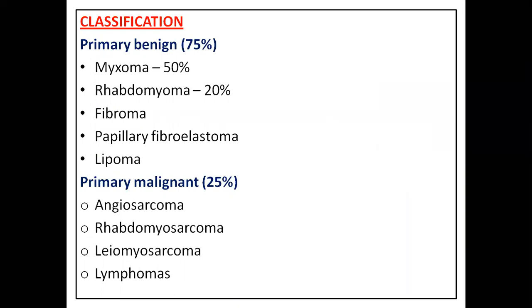50% is myxoma. 20% is rhabdomyoma, fibroma, papillary fibroelastoma, and lipoma. And the rest, 25%, is primary malignant, which is angiosarcoma, rhabdomyosarcoma, leiomyoma, and lymphoma. We'll talk about the secondary cardiac neoplasm then.